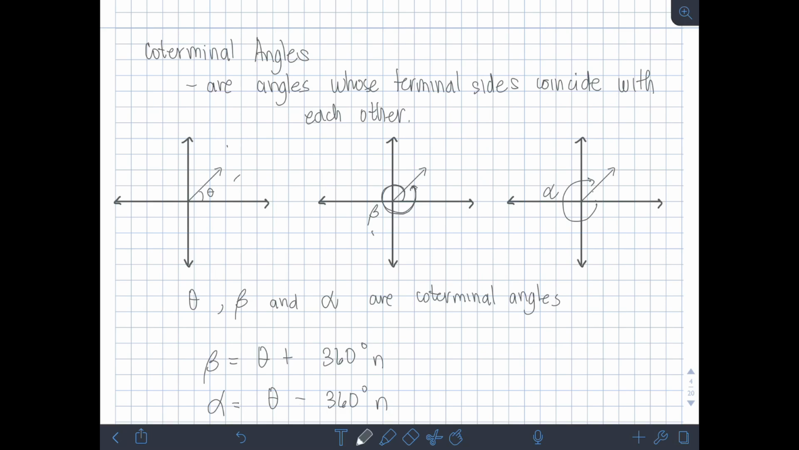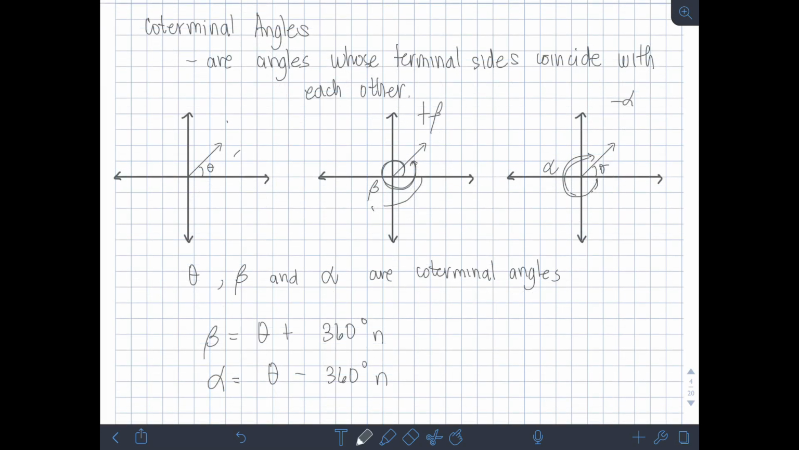Same as dito sa angle alpha. So, dito sa beta, counterclockwise yung ginawa natin. So, pag ganun, di ba? So, therefore, positive yung beta natin. Same as dito sa alpha. Kapag clockwise naman, pwede rin. Which is negative alpha dapat tayo. As long as na nag-terminate yung terminal position nitong angle dito sa theta. So, coterminal angles sila.